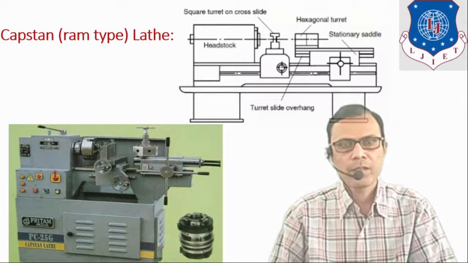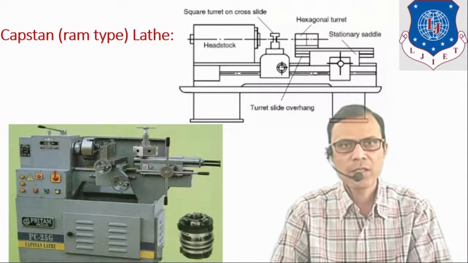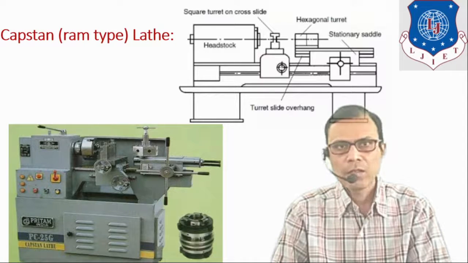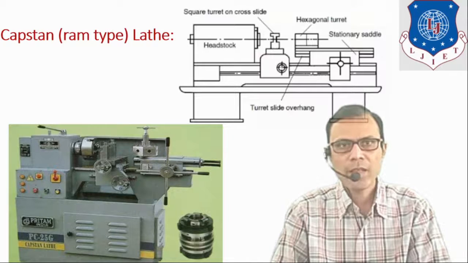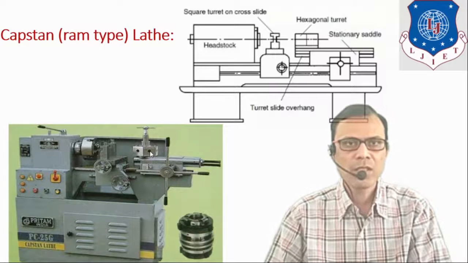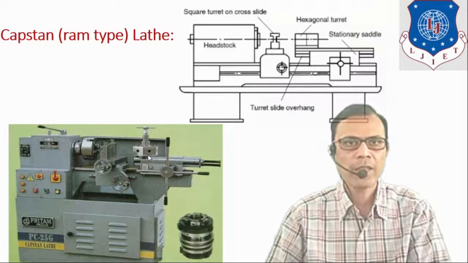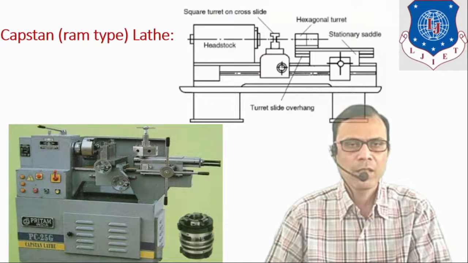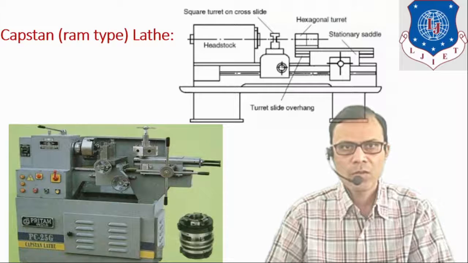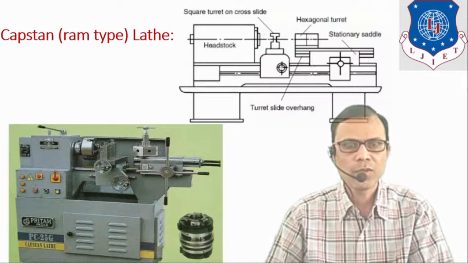If we compare both of these lathe machines, capstan and turret lathe, then we find that the tailstock of the engine lathe is replaced by a component which is known as the turret. This component is known as the hexagonal turret. It has 6 faces and on each face we can mount a cutting tool. So the hexagonal turret carries 6 cutting tools.